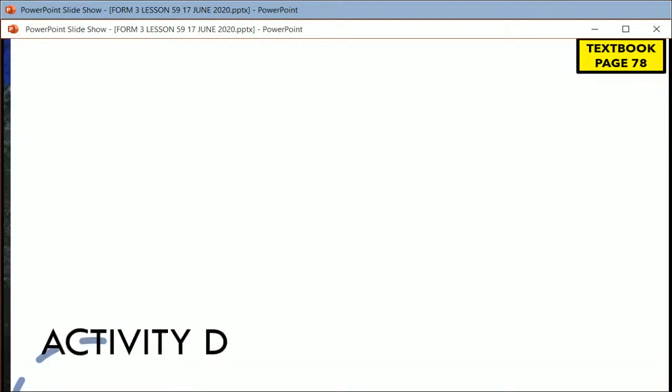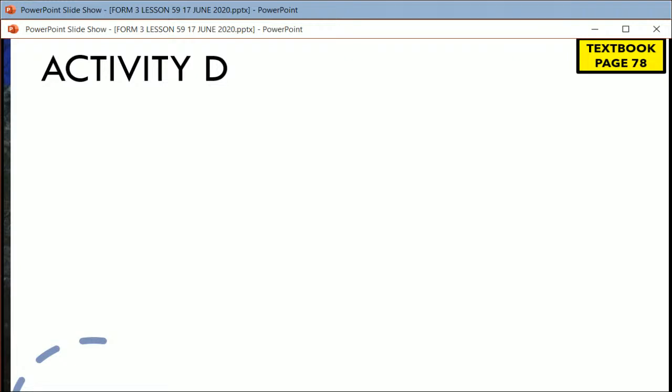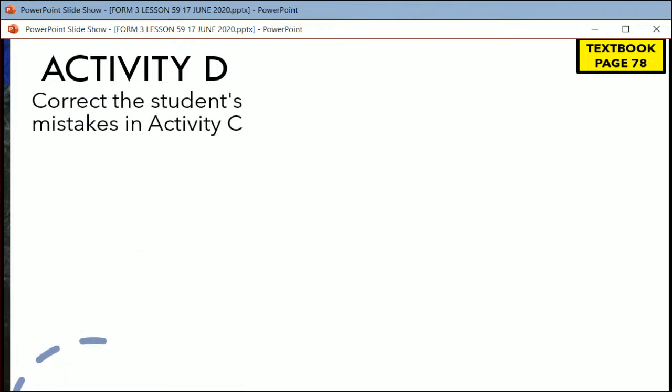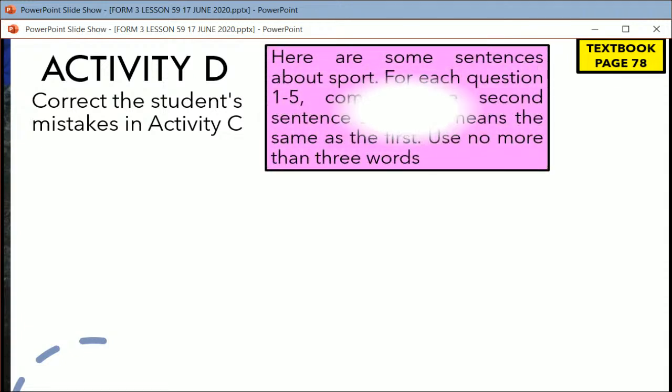All right, good. Let's continue with activity D. I want to show activity D first, because it has a connection with activity C. In activity D, you need to correct students' mistakes in activity C. That is your job for activity D. We are going to do it together as we are doing activity C, and straight away we do the correction, right? Let's look at what activity D says.